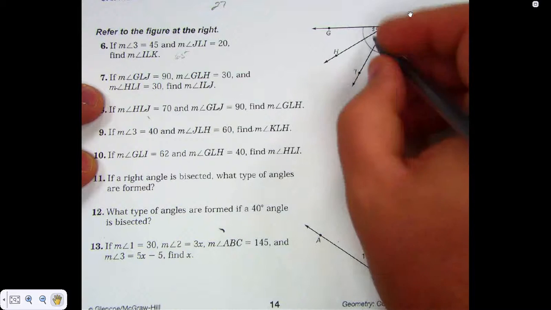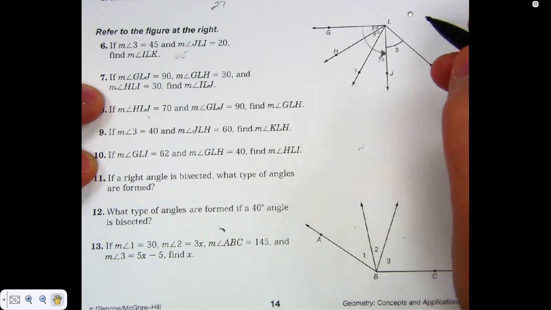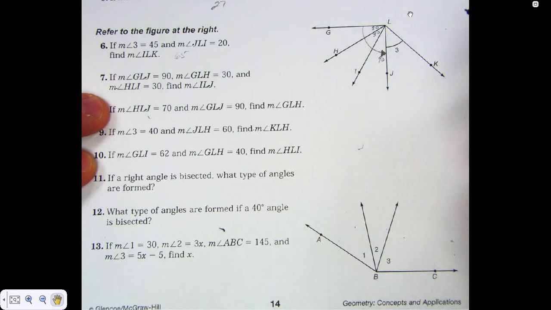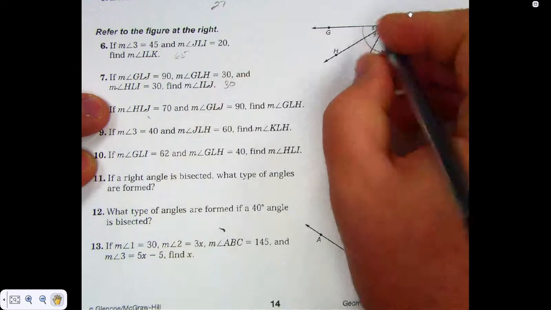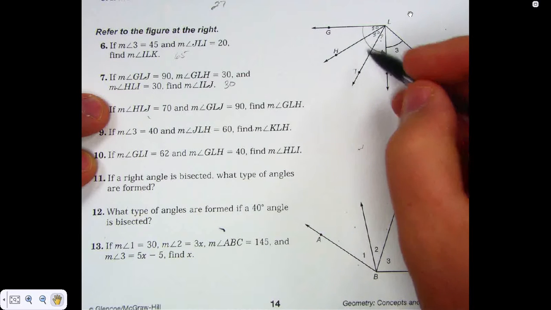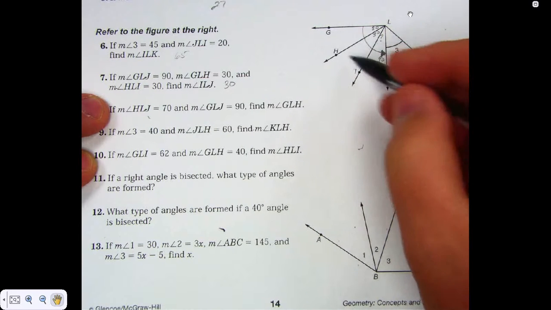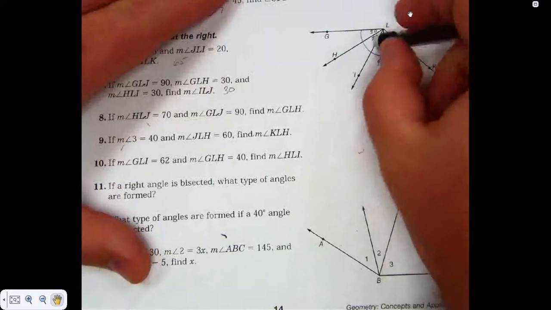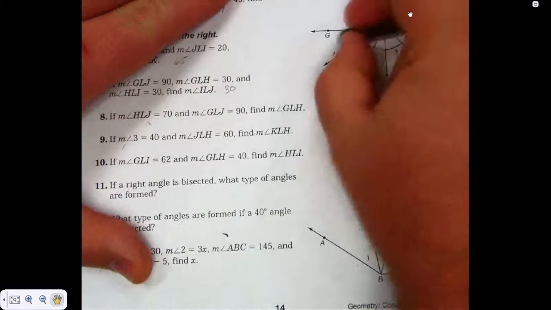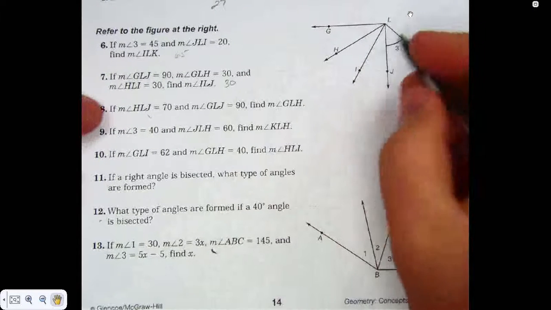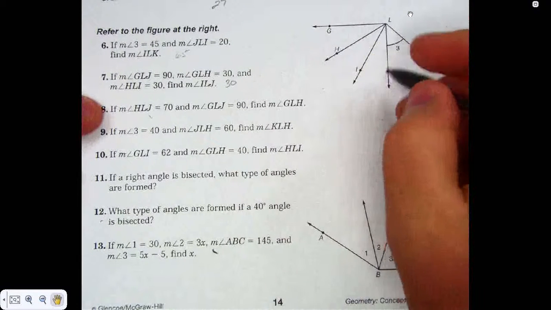HLI is 30. What is ILJ? 30. What do you guys think? 30. What was different about here? Instead of just giving you two 30 parts, they gave you the whole thing in three parts. They still left you with enough information to subtract and add and figure out what's left. Not too bad. HLJ, 70.